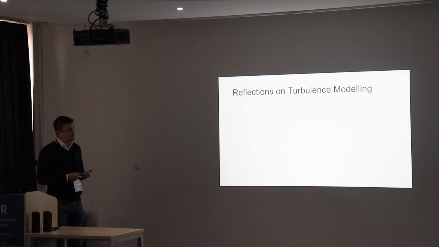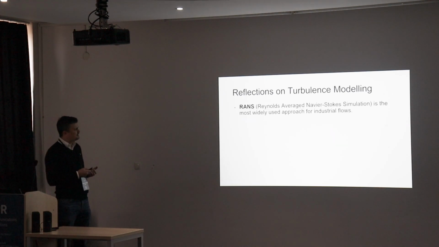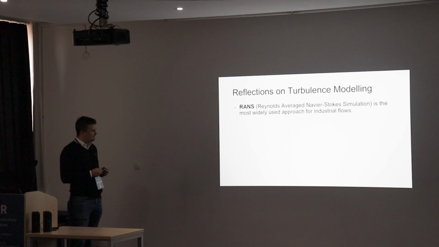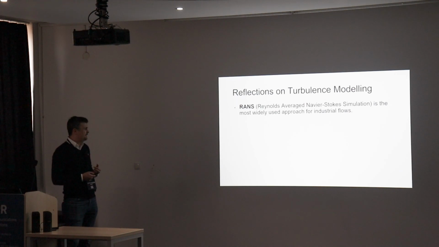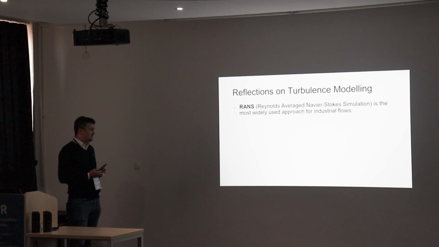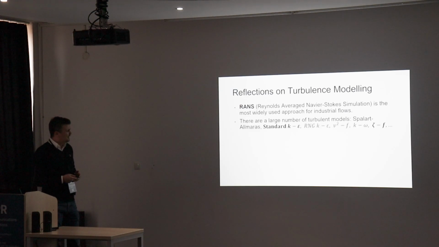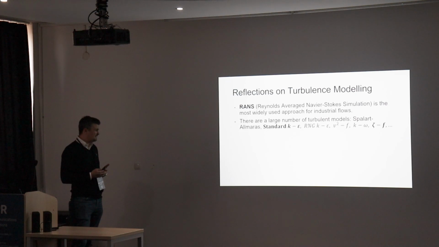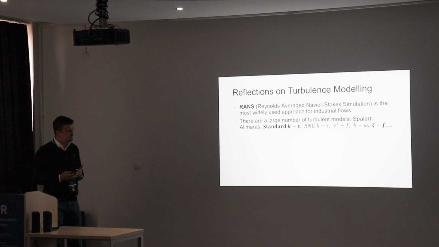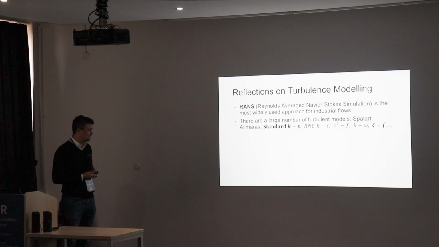Now I will make a small digression, or actually, no, first RANS modeling. I think this is the most widely used approach, especially for industrial flows. Each of these approaches has some pros and cons, advantages and disadvantages. For example, there are a large number of turbulence models. I read somewhere that up to date we have about 100 different RANS turbulence models.